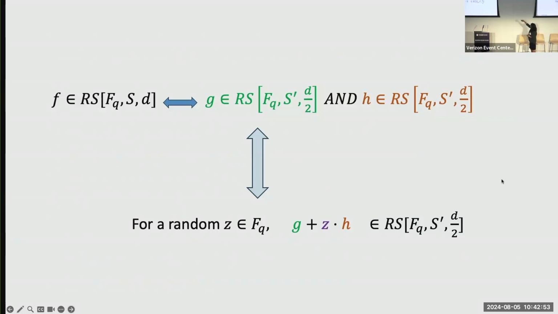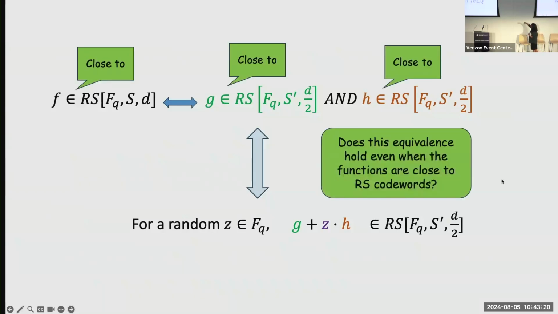So if g and h are true Reed-Solomon codes and we take a random linear combination of g and h, it's not hard to see that g plus z times h is also a true Reed-Solomon code, because adding code words and multiplying by scalars doesn't change the property of lying in the code.